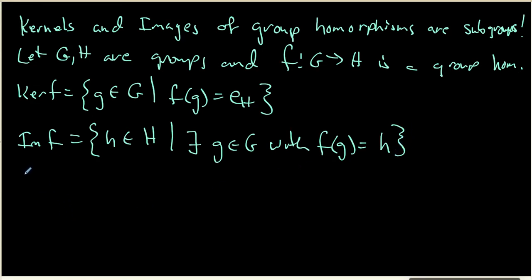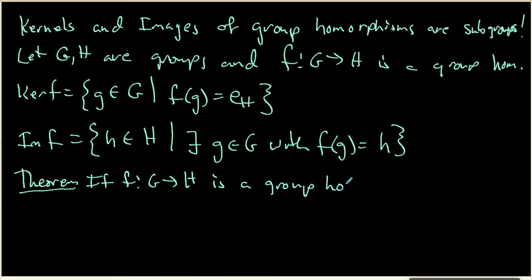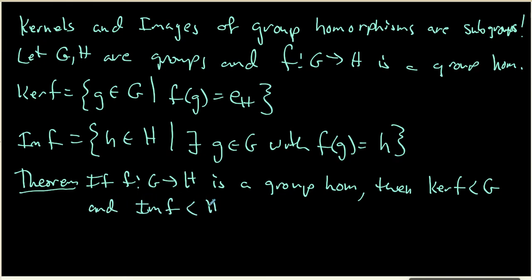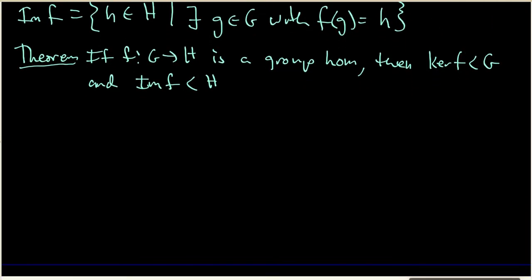Now, the claim that I want to be looking at today is made in this theorem. It says that if we do indeed have a group homomorphism, then the kernel is going to be a subgroup of the domain, and the image is going to be a subgroup of the codomain. Well, the proof of this theorem is to basically prove each of the subgroup relationships independently.